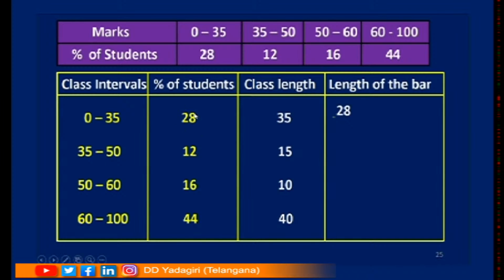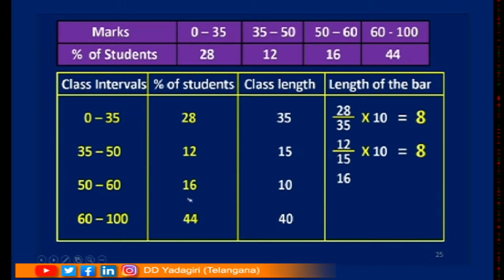28 divided by 35 into what is the least class length here? Yes, it is 10. So 28 by 35 into 10. After cancellation, what you will get? You will get 8. Next, 12 by 15 into 10. 12 by 15 into the least class length, that is 10. After cancellation, you will get 8.